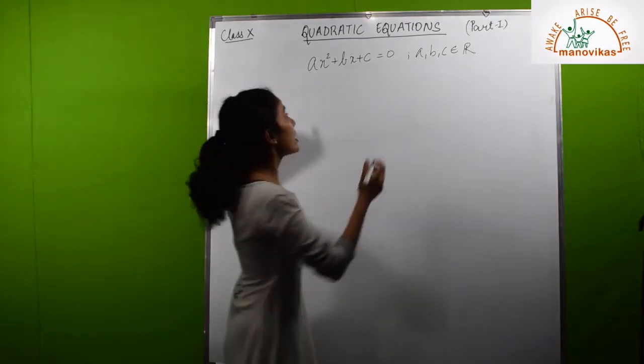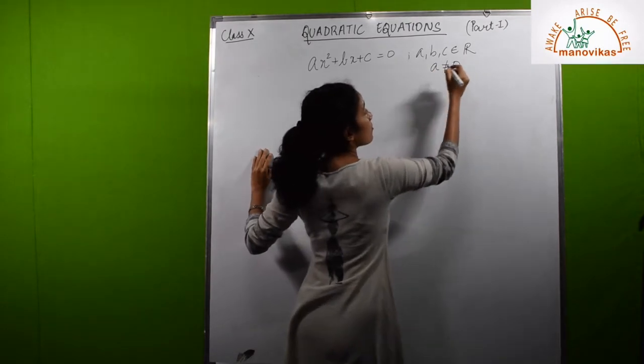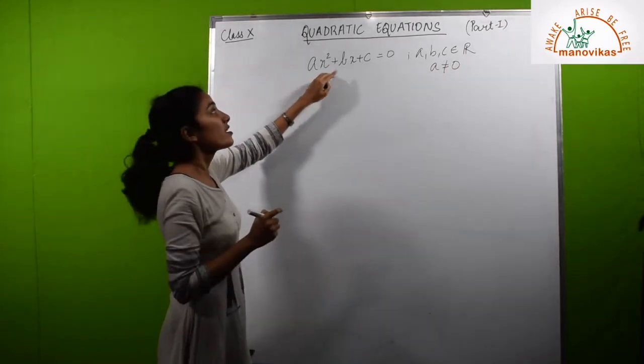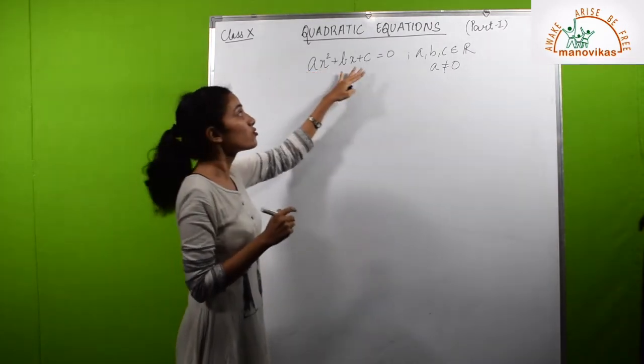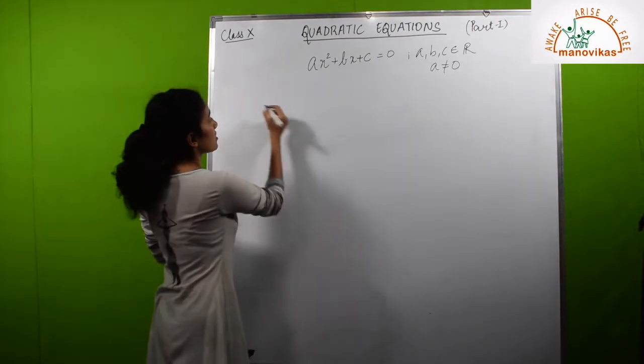Note that only a, that is the coefficient of x square here, need not be equal to 0. Because if it is equal to 0, then this quadratic equation will reduce to a linear equation. The next thing that we are going to learn is a solution.